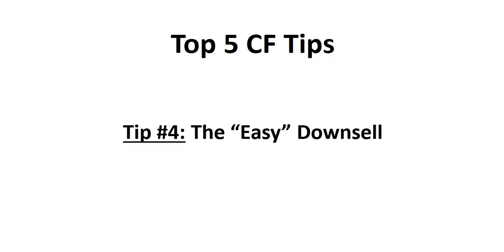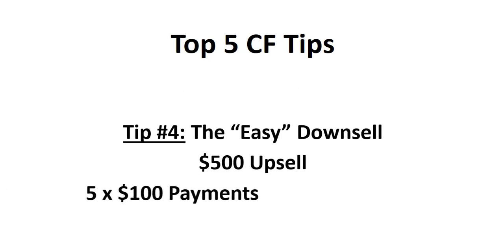Okay, so our tip number 4, rolling along here, is what I call the easy downsell. The great thing about this is that if you've got some type of upsell, typically this is going to be towards the end of your product, maybe you're selling something, a $500 upsell. They are presented with this offer, the $500 upsell, but they pass on it. Now, one of the reasons they might have passed is because of the price.